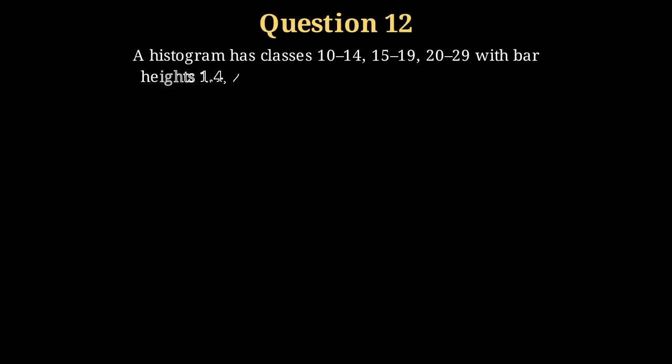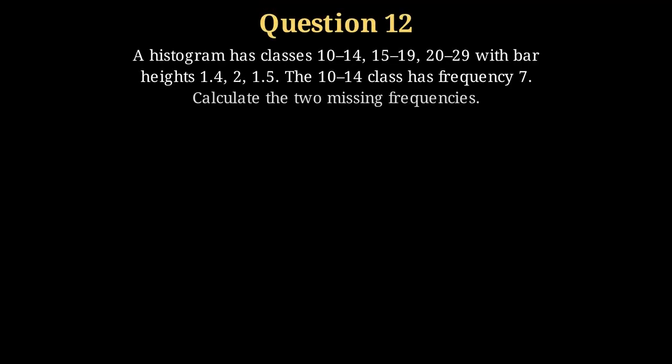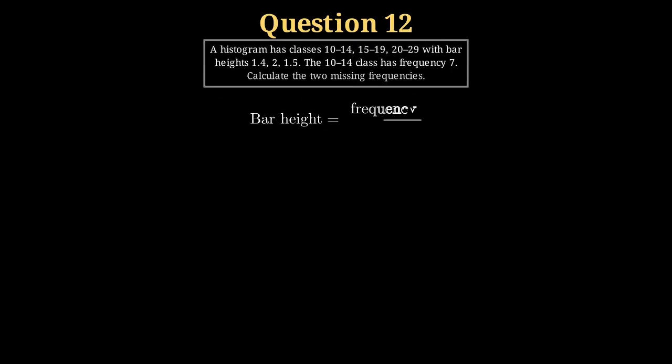Question 12. A histogram was drawn for marks with 3 classes, 10 to 14, 15 to 19, and 20 to 29. The bar heights are 1.4, 2, and 1.5. Only the first frequency, 7, is given. Find the other 2.